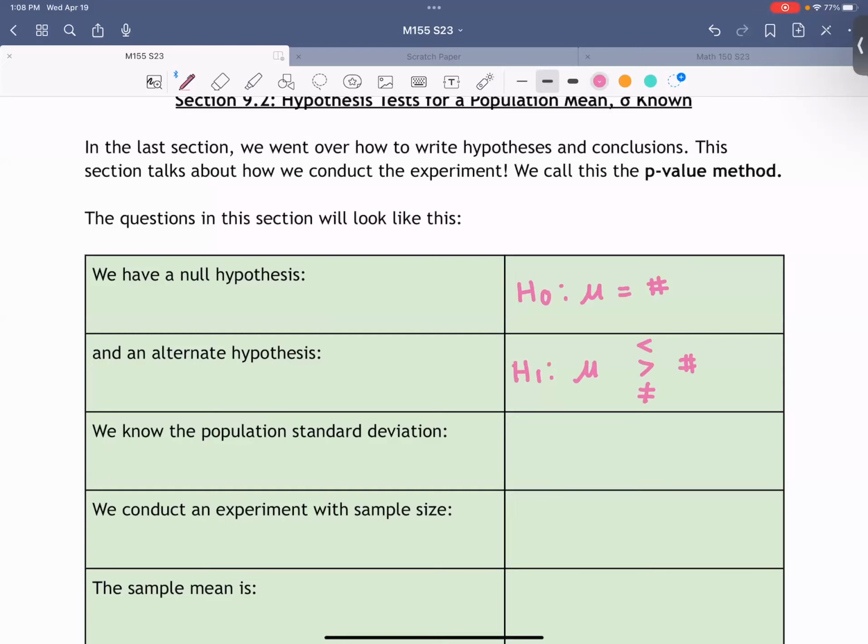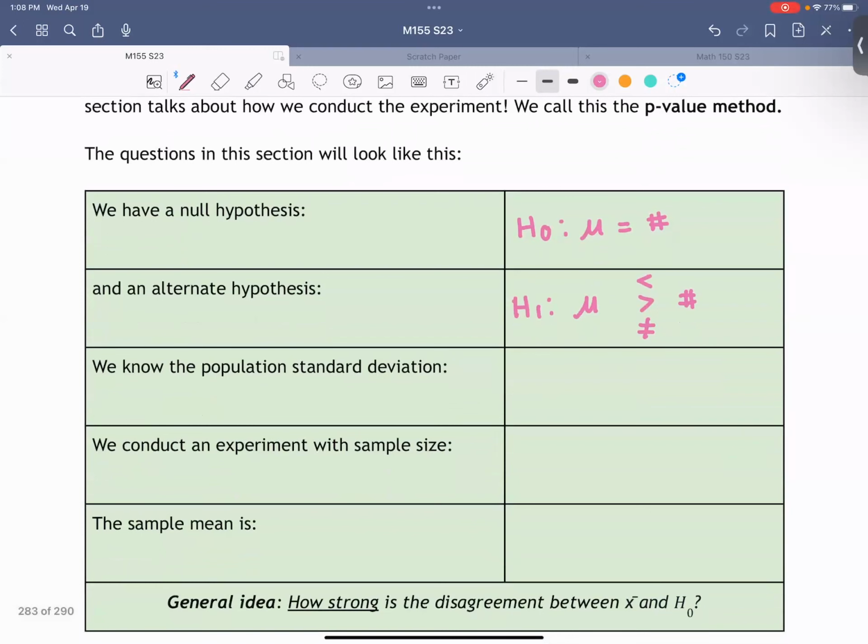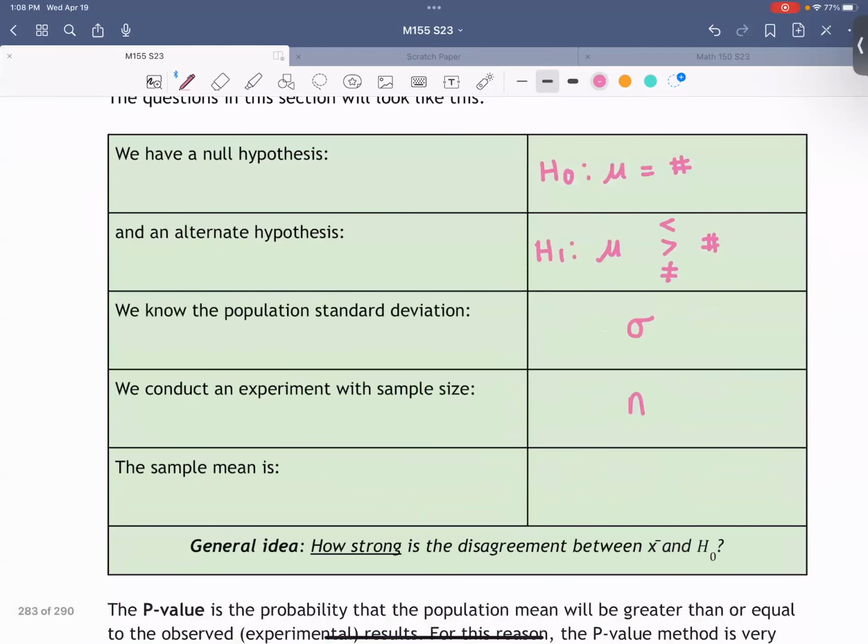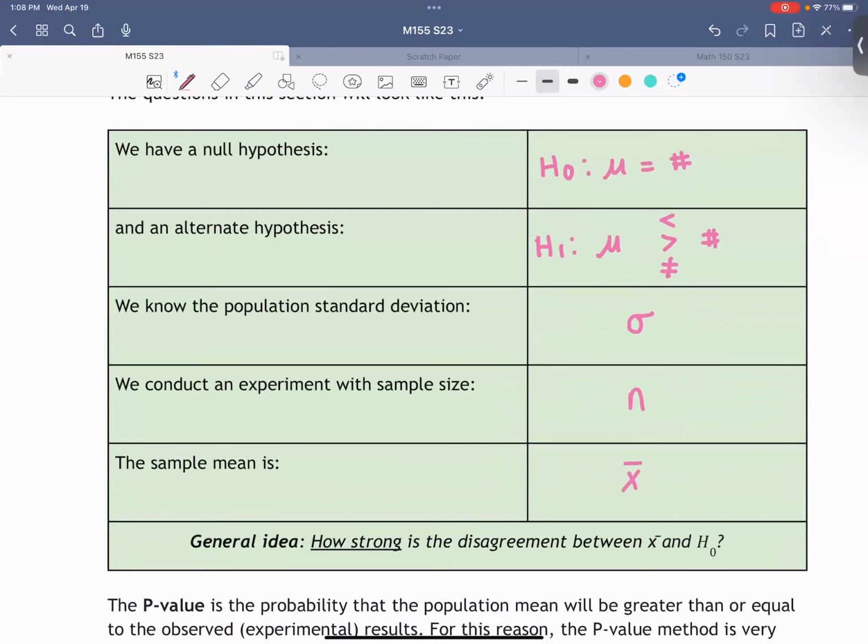The question's also going to give you a few symbols. It's going to tell you the population standard deviation, sigma. We're also going to collect a sample, so that sample is going to be of size n. And we're also going to know the mean of that sample if we calculate it, so the sample mean is x bar.